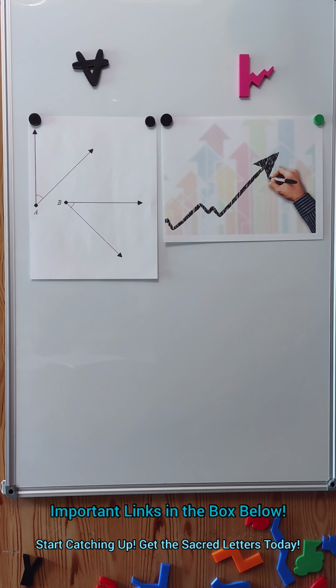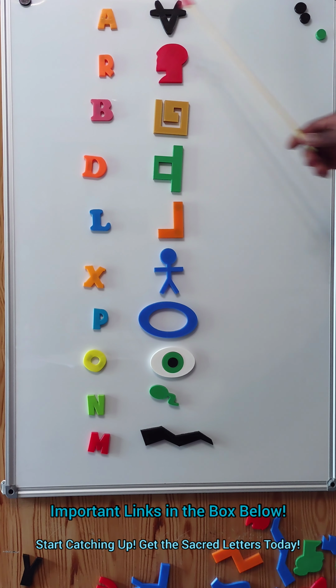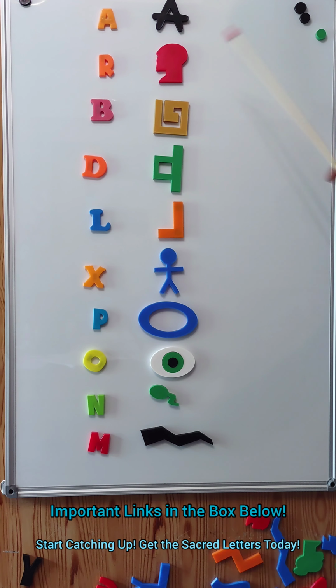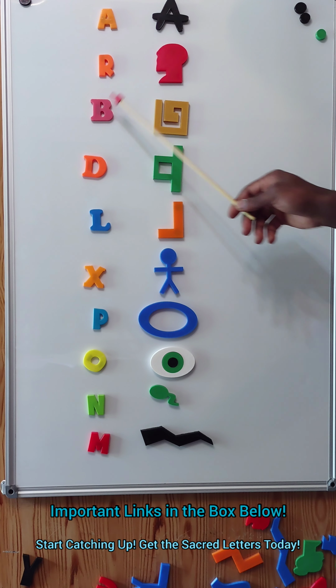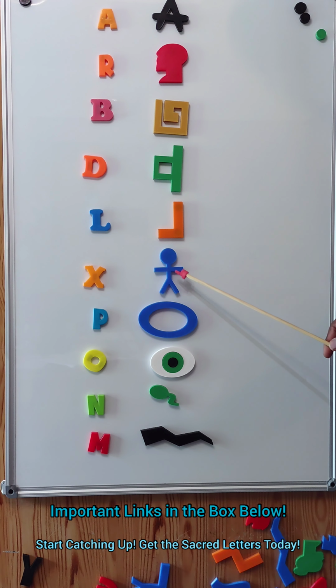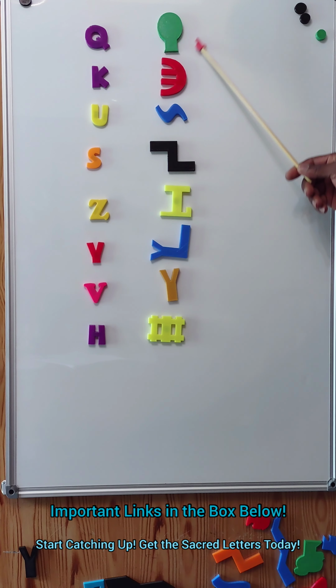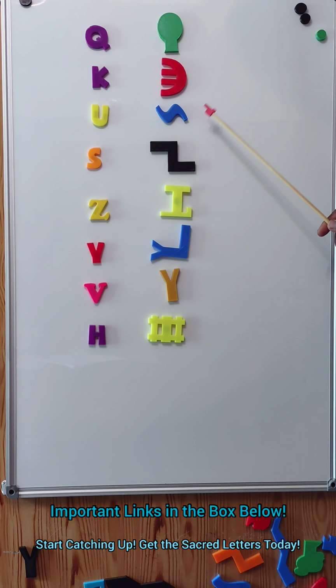All right, now take a closer look at their own alphabet. A, okay, you can go like this. R, B, D, L, X, P, O, N, M. K, the Q, K, U, the U, S, the S, Z, the Z, Ya, the Y, V, H.